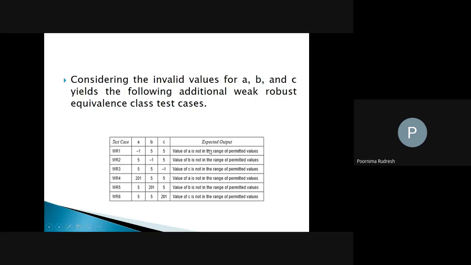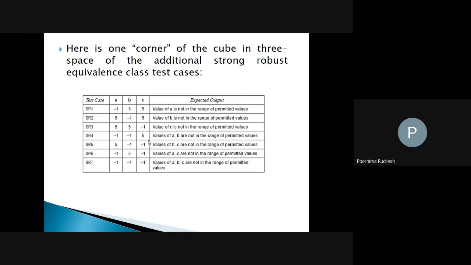Similarly for B and C also. So B is equal to 201 and C also is 201. These three values are not in the range, and hence for these three test cases we are considering that A is not in the given permitted range, B is also not in the range of the permitted values, and C is also not in the range of permitted values. So these are the different test cases we have constructed by considering the invalid values for the variables A, B and C.